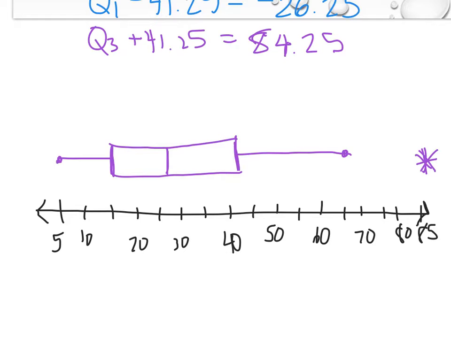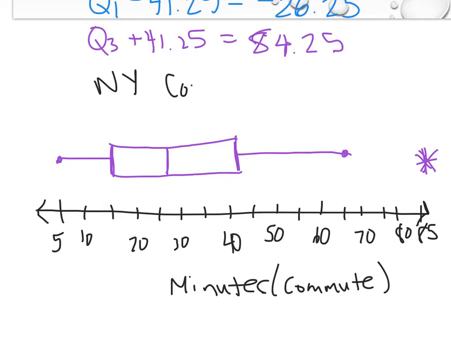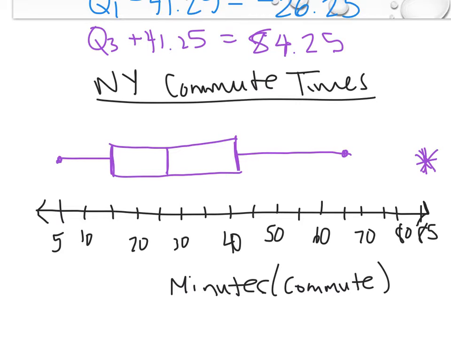Just like our other plots, we should make sure to remember labels. So we were talking about minutes. That's what all of these were for commuting. And we could give this a title, so New York commute times. And there's our box plot.